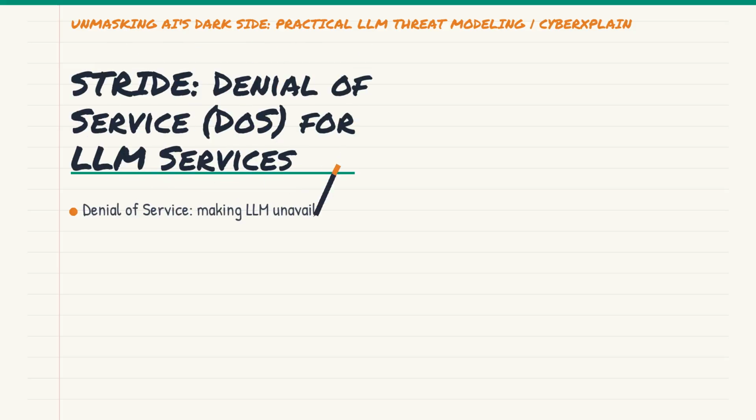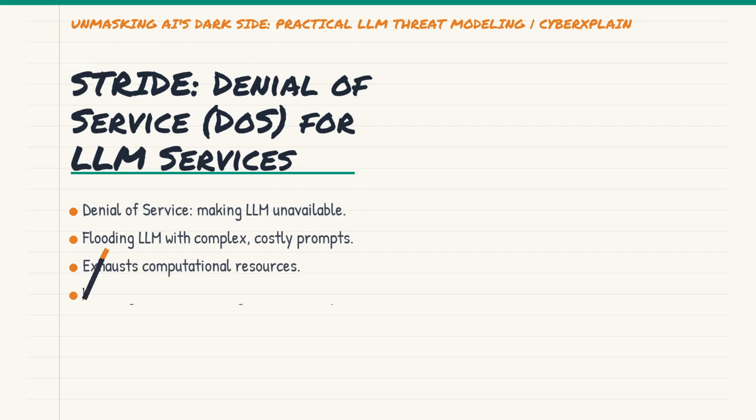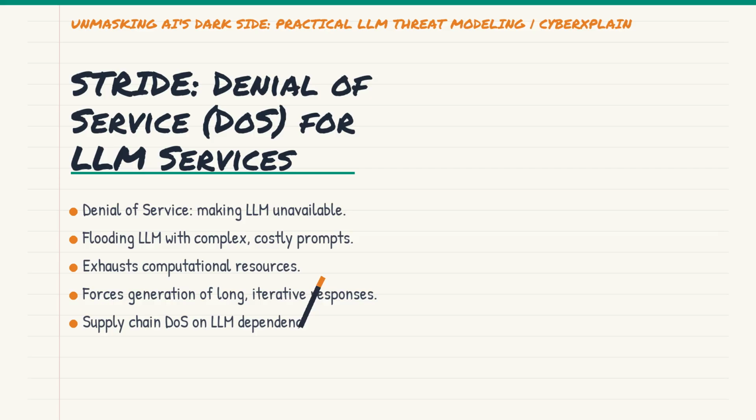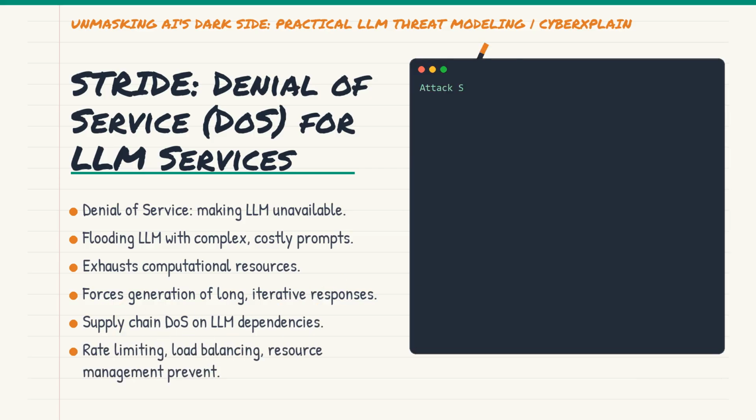This threat aims to make your LLM application unavailable to legitimate users. For LLMs, a DOS attack could involve flooding the service with an excessive number of complex or computationally expensive prompts, consuming all its resources. Think about an attacker repeatedly sending queries that force the LLM to generate extremely long responses or perform iterative tasks, grinding your service to a halt.